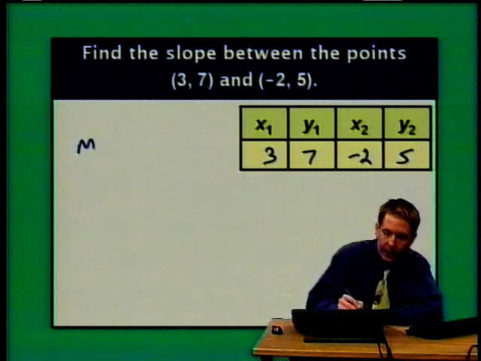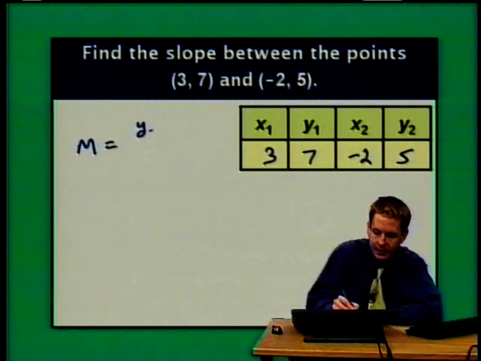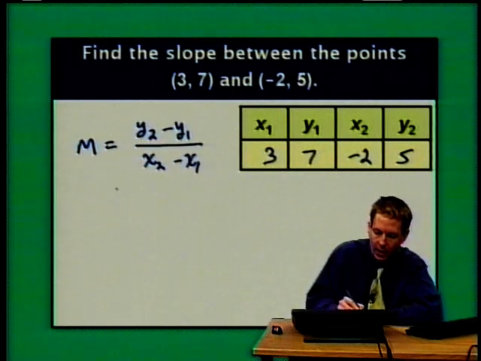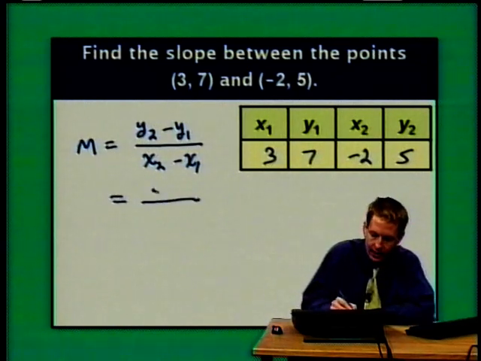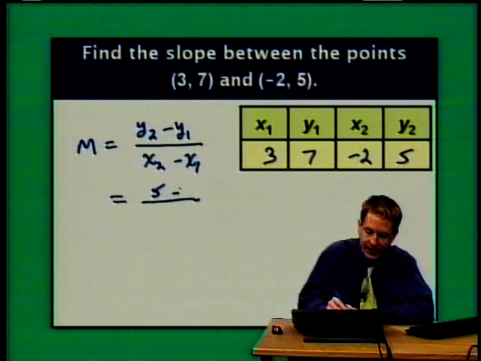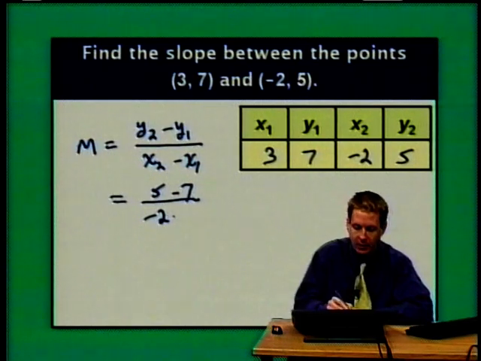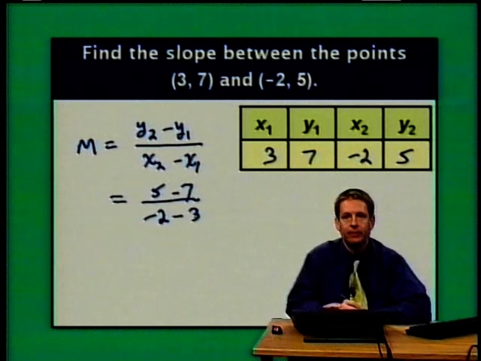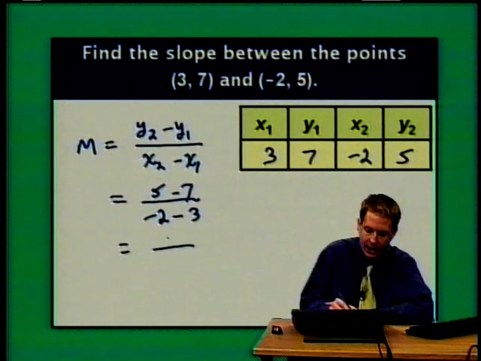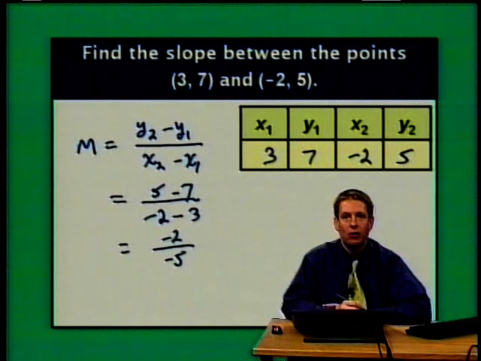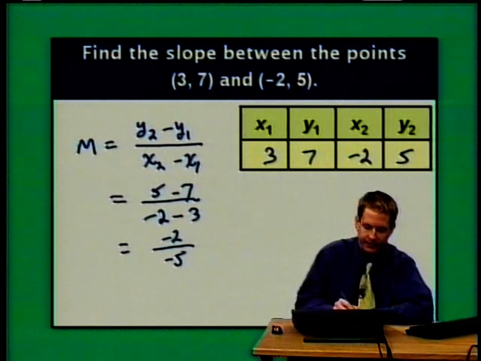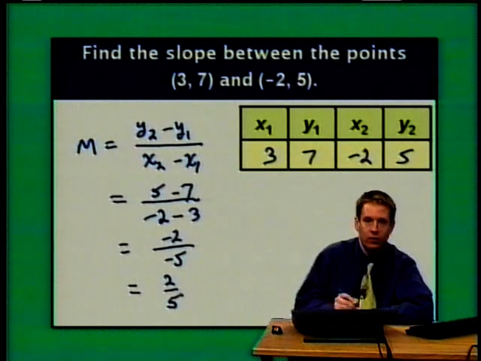So my slope formula, m, is y sub 2 minus y sub 1 over x sub 2 minus x sub 1. Referring to my table, I can replace y sub 2 with 5, and I can replace y sub 1 with 7. I can replace x sub 2 with negative 2, and I could replace x sub 1 with 3. Doing my computations, I have negative 2 in the numerator, negative 5 in the denominator. The quotient of two negatives, the result is positive. So this is equal to 2/5.